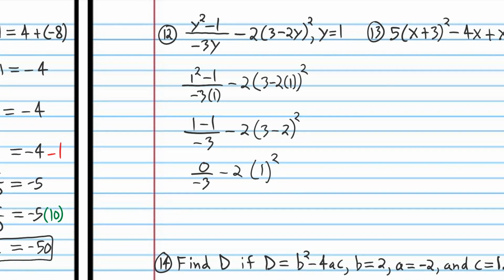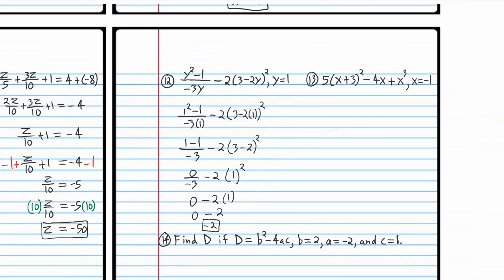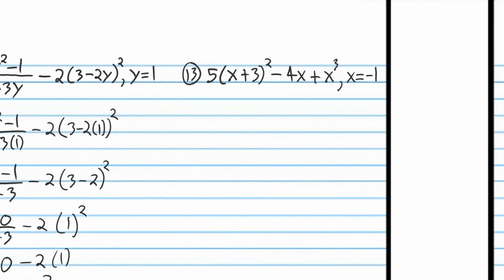All right, so 0 over negative 3, that would just be 0. 1 to the second power is 1. And then we have 0 minus 2 times 1 is 2, and 0 minus 2 is negative 2. So if you got negative 2, good job.